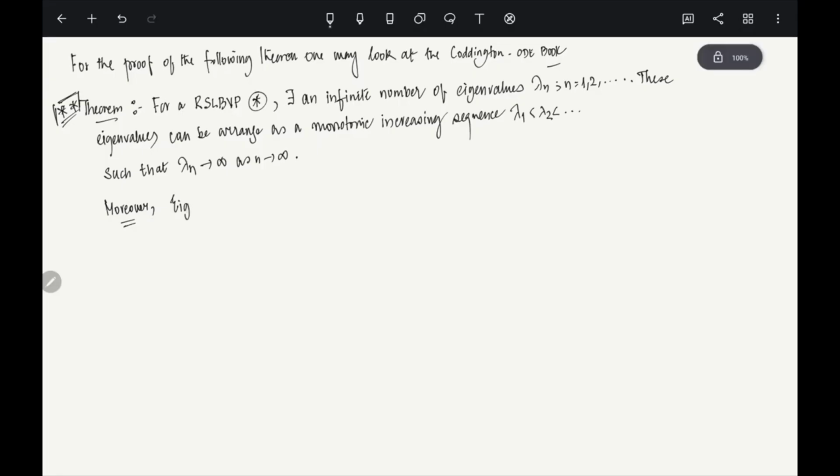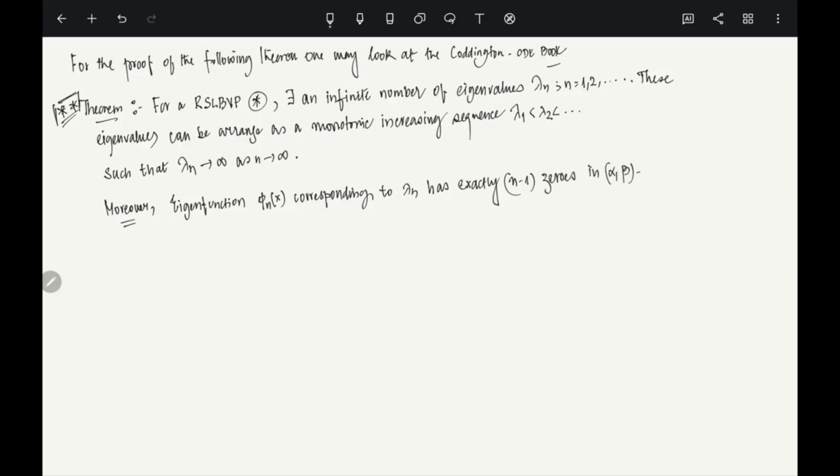Moreover, the eigenfunction phi n of x corresponding to lambda n, let's say phi 1 corresponds to lambda 1. The question is how many zeros will there be in the open interval alpha beta? The eigenfunction corresponding to lambda n has exactly n minus 1 zeros in alpha beta. It's a brilliant theorem, right?